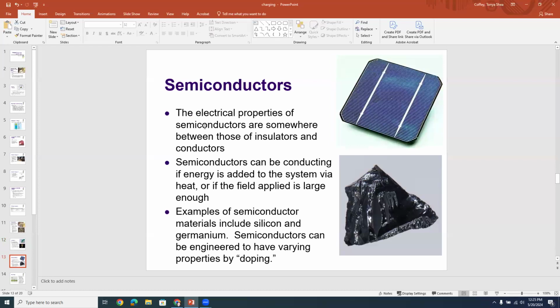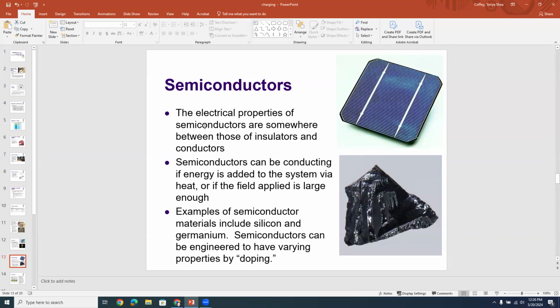Now, there are materials called semiconductors, and we have a lot of these in our computers and cell phones and other electronic devices. And they have electrical properties that are somewhere between those of insulators and conductors. So what that means is, in order to get an electron free in an insulator, you have to give it a lot of energy, okay? You have to really rub it hard, or you have to apply a large electric field to yank things off. In other words, a big voltage.